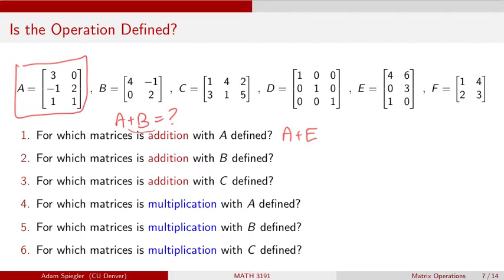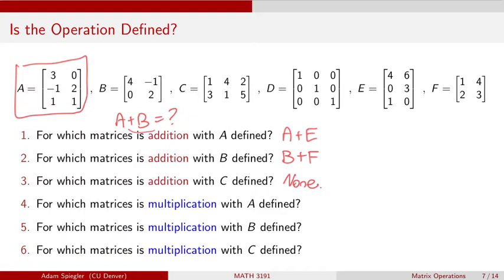So we can add B and F. That would be a defined operation. For matrix C, out of these options, there is no matrix that I could add to C because all of these matrices are different sized from C. And for that matter, if we were thinking about what could we add to matrix D, none of these matrices could be added with D because this is 3 by 3 and none of the other matrices are 3 by 3.